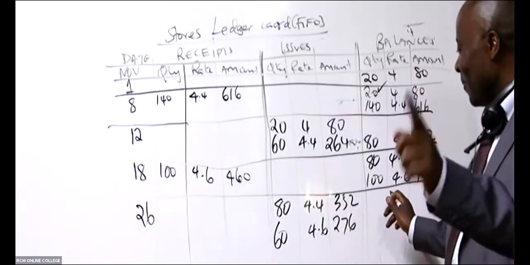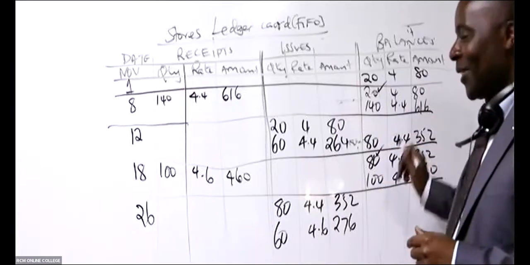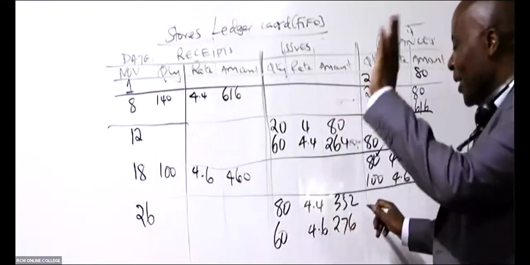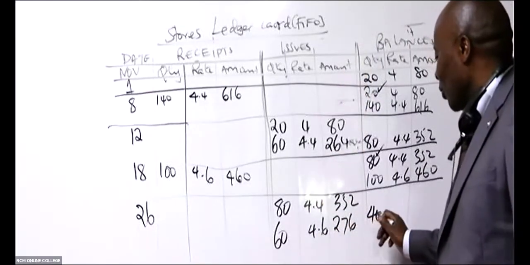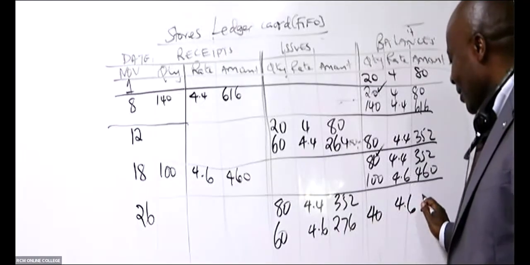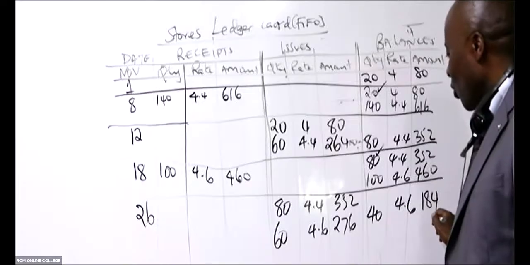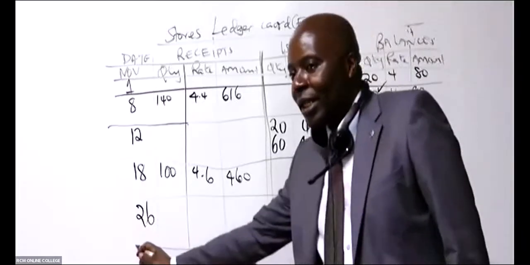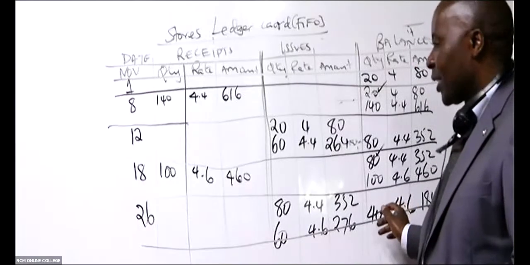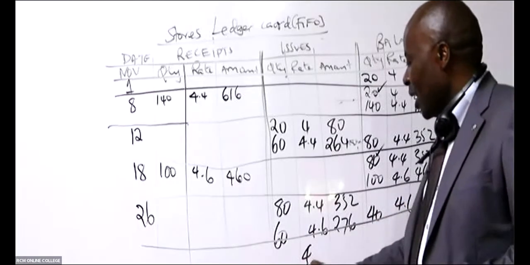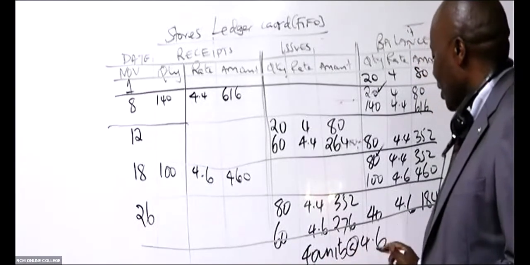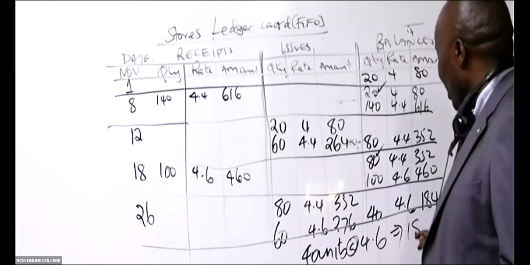Thank you so much. That gentleman asked a good question. So remember 80, we measure. So of 100, how many have we issued? 60. So in this case here, we are left with how many? 40 at what here? At 4.6. Giving me how much here? 184. And that is it. So you tell us that the closing inventory has 40 units, each at 4.6. Total value is what here, somebody?